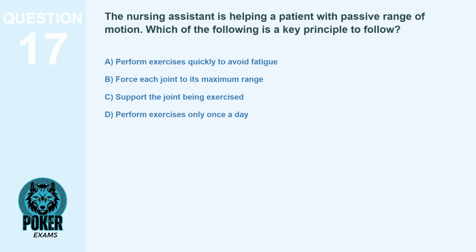Question 17. The nursing assistant is helping a patient with passive range of motion. Which of the following is a key principle to follow? Perform exercises quickly to avoid fatigue. Force each joint to its maximum range. Support the joint being exercised. Perform exercises only once a day.